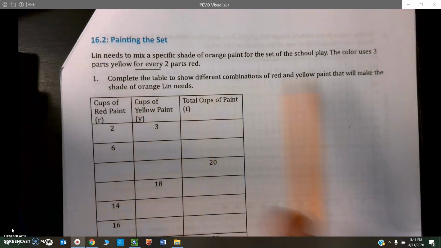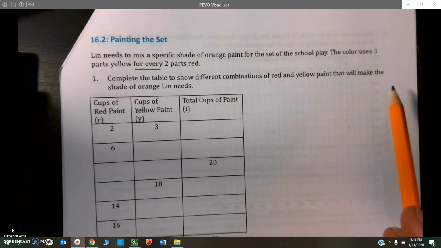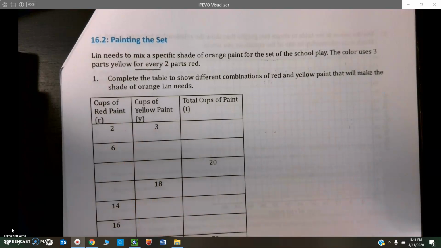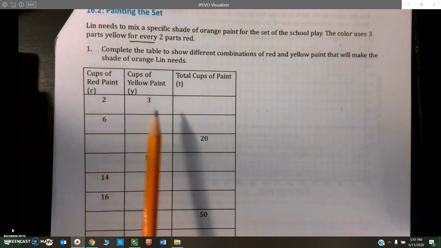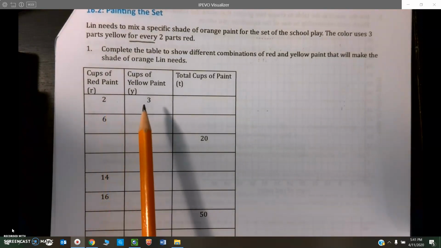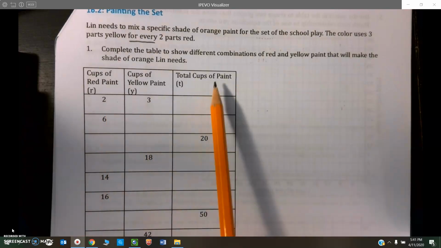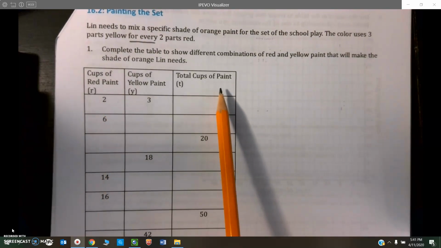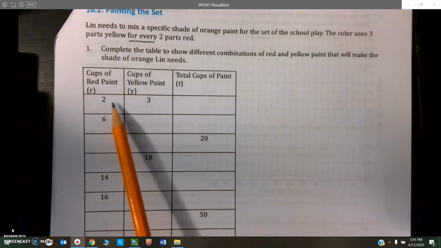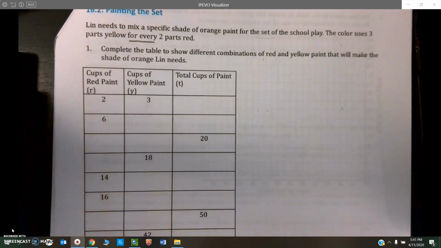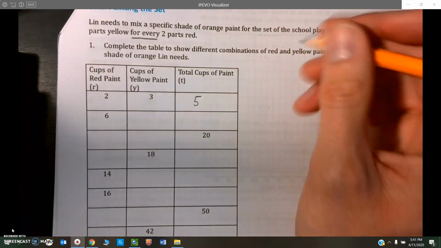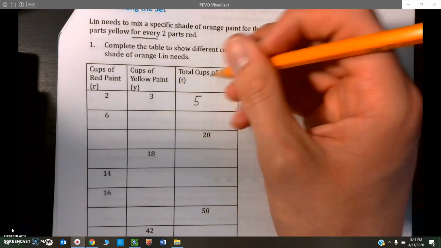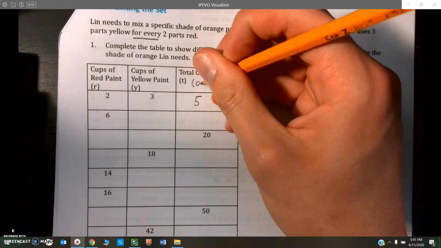Complete the table to show different combinations of red and yellow paint that will make the shade of orange Lynn needs. So, looking at our table, we can see that 2:3 ratio in the very first row. So 2 cups of red for every 3 cups of yellow. And over here, it says total cups of paint. So if I took 2 of red and 3 of yellow, that would make a total of 5 cups of orange, right?